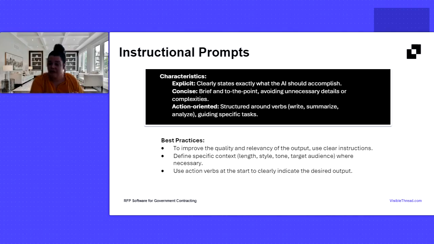You want to define your context: length, style, tone, target audience. Do that where it's necessary. You don't want to get too into the weeds, but the more direct context you can provide, the better. And then using action verbs at the start. Like I said, we want to write a blog, write a response, respond to this question, summarize this article, that type of thing.